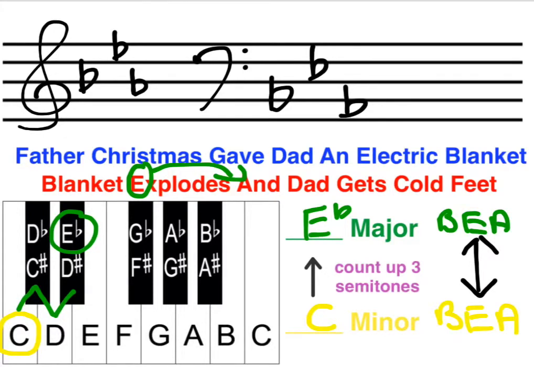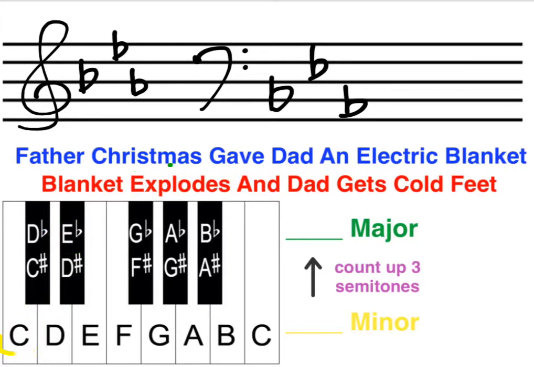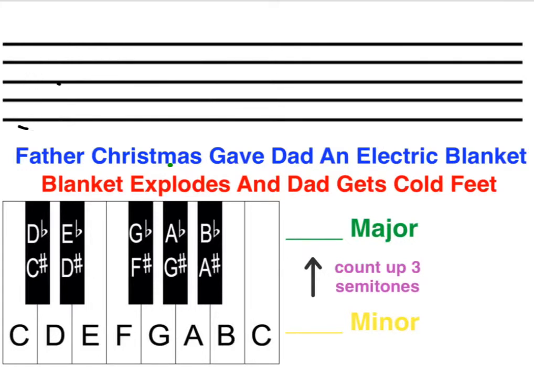Let's try another one. Probably look for one that's a sharp this time. Let me see. Could do E minor. Probably do F sharp minor, be better, just to keep it uniform. Okay, so we're looking for the key signature of F sharp minor.